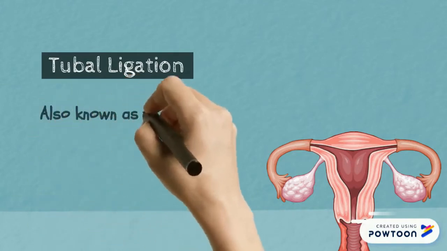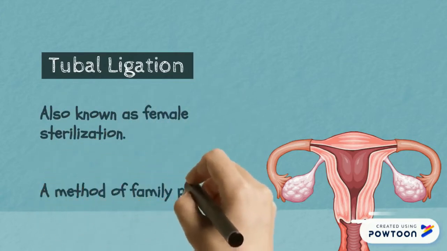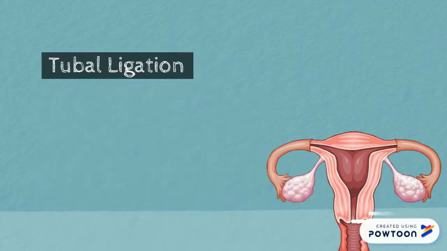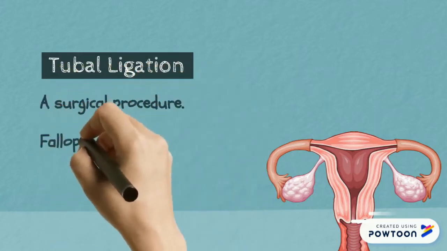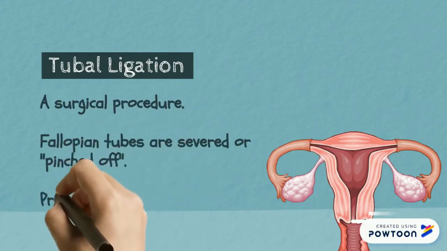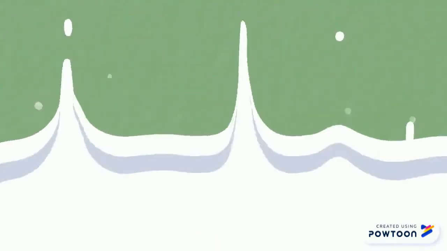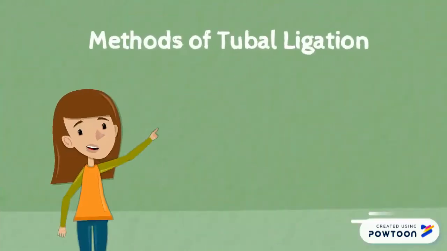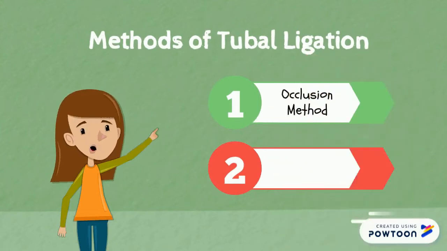Tubal ligation, also known as female sterilization, is one of the family planning methods. It is a surgical procedure where the fallopian tubes are severed or pinched off to prevent fertilization. Bilateral tubal ligation, or BTL, is a procedure when both of the fallopian tubes undergo tubal ligation. Two methods of tubal ligation are the occlusion method and by entry sites or routes.